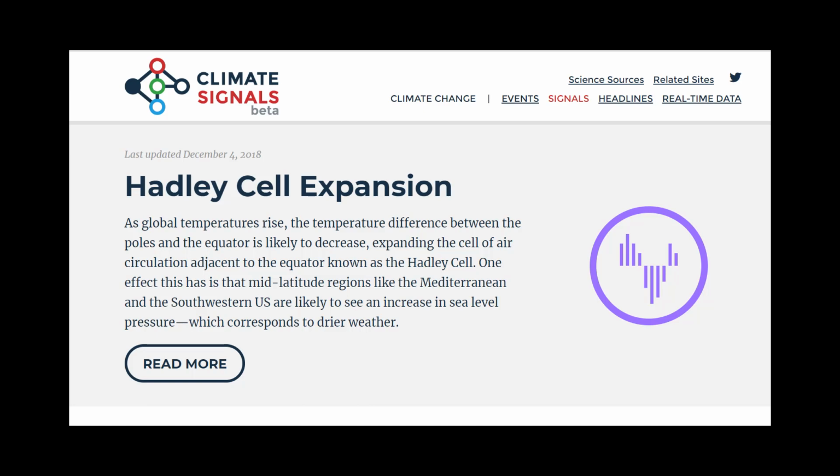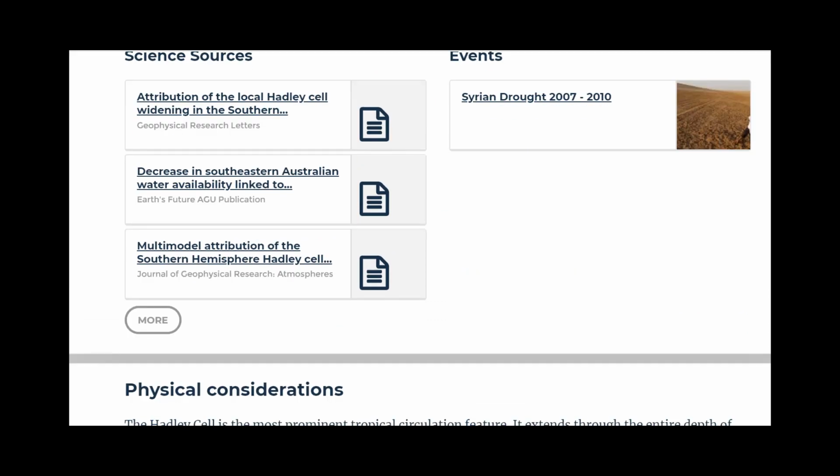Now, what did Climate Signal's beta site have to say about it? Well, the Hadley cell expansion. As global temperatures rise, the temperature difference between the poles and the equator is likely to decrease, expanding the cell of air circulation adjacent to the equator, known as the Hadley cell. One effect this has is that mid-latitude regions like the Mediterranean and the southwestern US are likely to see an increase in sea level pressure, which corresponds to drier weather. And now I can't go any further down.